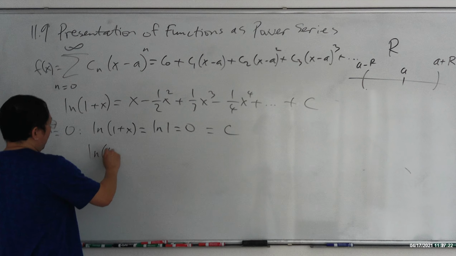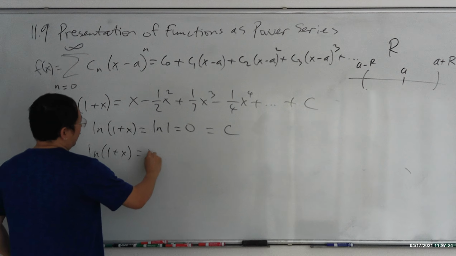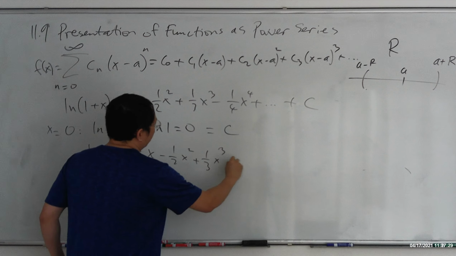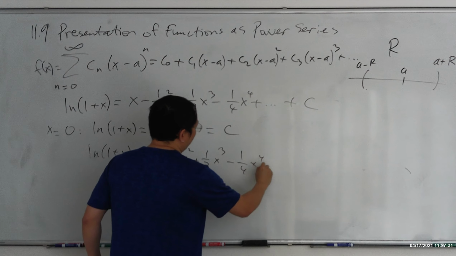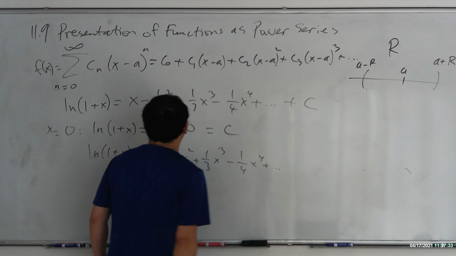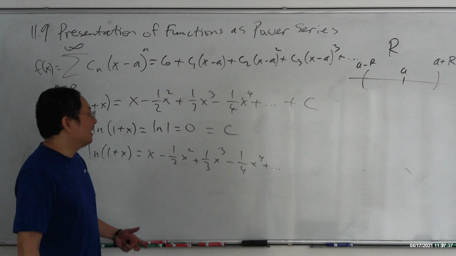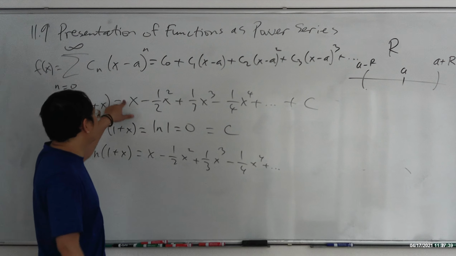So ln of 1 plus x will be x minus 1/2 of x squared plus 1/3 of x cubed minus 1/4 of x to the 4 plus forever. And that's with c equals 0. I tried to write c at the end right here, but in my opinion it looks awkward. Usually people write c in front.